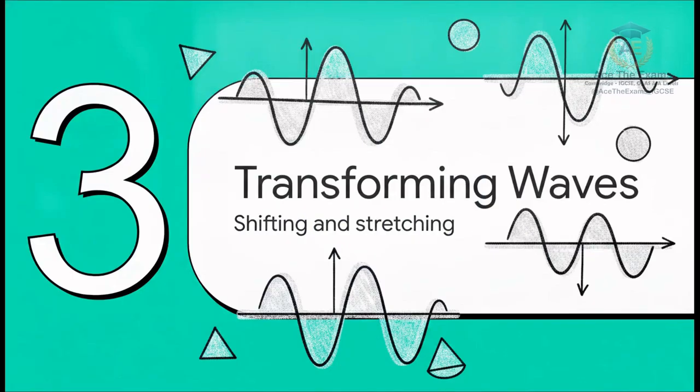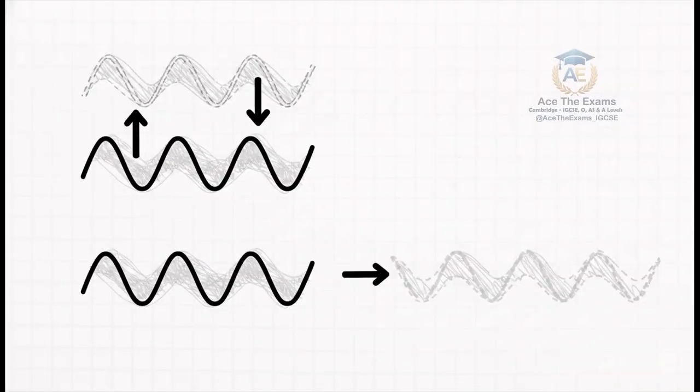Section 3, Transforming Trigonometric Waves. This is where we start shifting, stretching, and compressing these basic graphs to match real-world data. Okay, transformations. If you add a number on the outside of the function, the whole wave simply slides straight up or down.